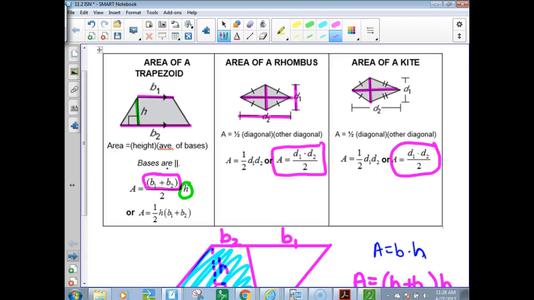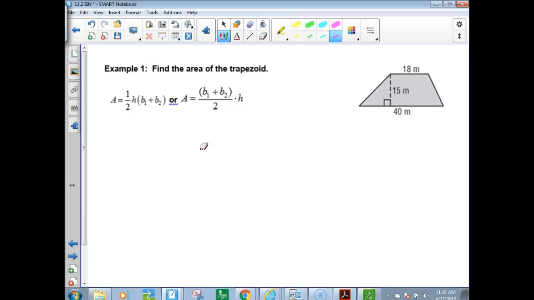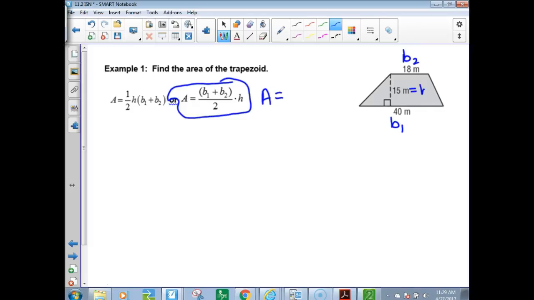All right, let's try some problems. The first one's a trapezoid. The formulas, you have them written down next to your picture, right? For example 1, I'm going to use this one. What might help is for you to decide what's what. This is base 1, this would be base 2, and this would be the height. So let's pop them in the formula. We've got 40 plus 18 for adding the bases. We're going to divide that sum by 2, and then multiply by 15.